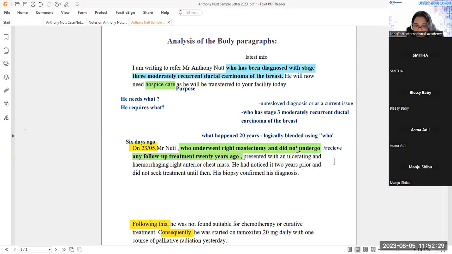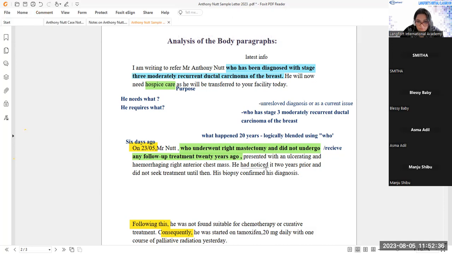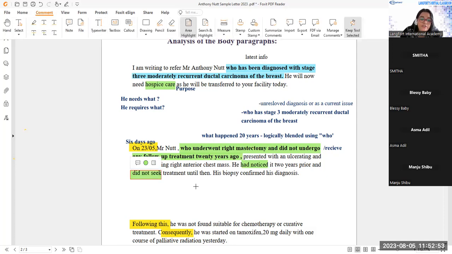Okay, next sentence, Blessy. "He had noticed it 2 years prior and did not seek treatment until then." So he had noticed it. I've used past perfect here. He had noticed it and did not seek any treatment until then.